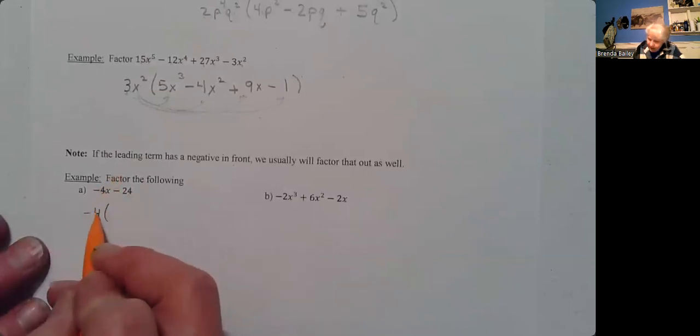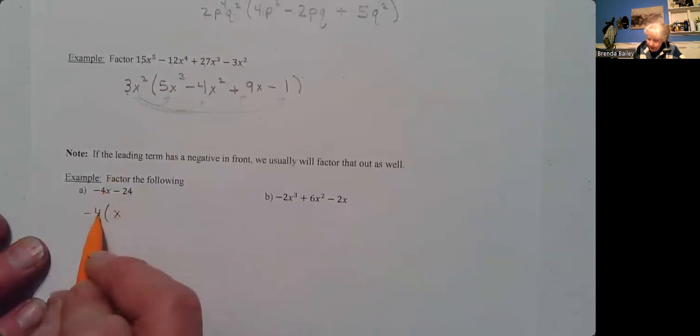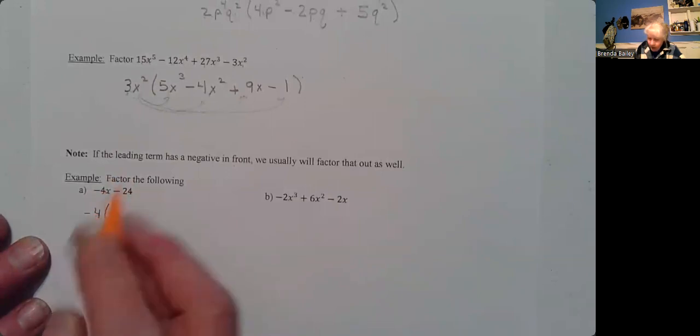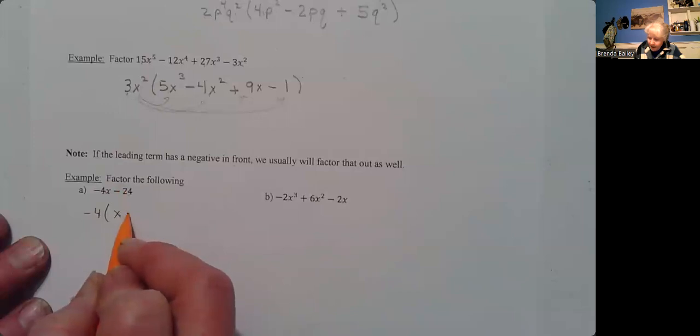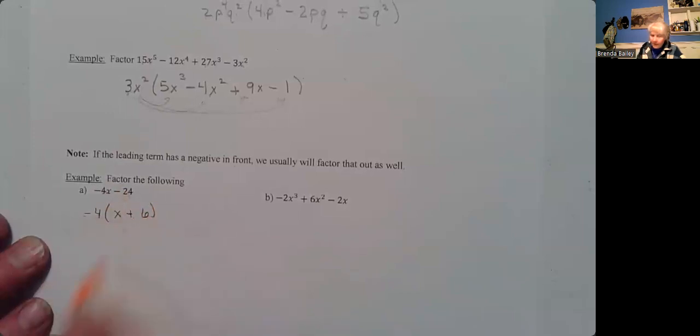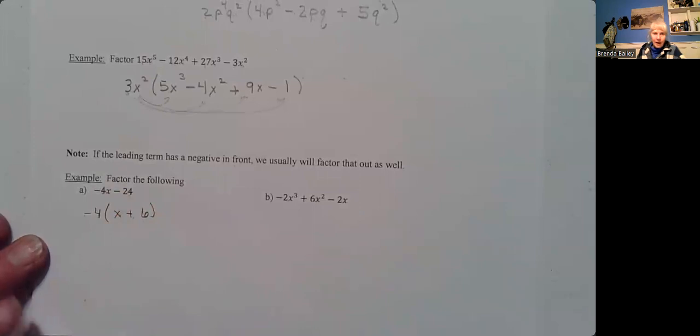This divided by this is going to be a positive x. Check it. This times this is this. Minus 24 divided by a minus 4 is a positive 6. Negative over a negative is a positive. Check it. Negative 4 times a positive 6 is a negative 24. You're done.